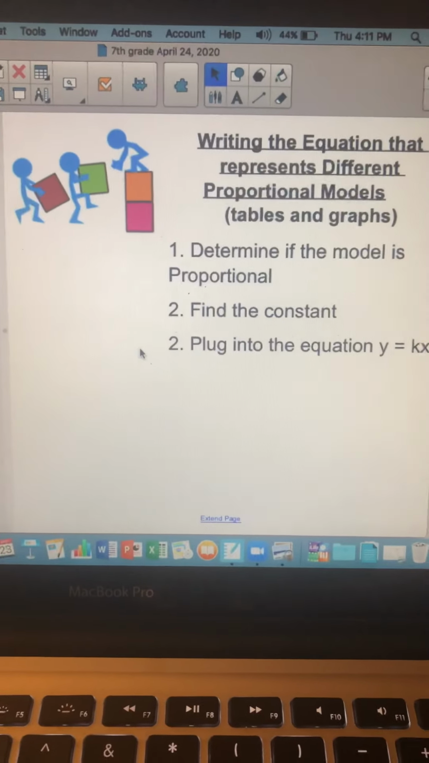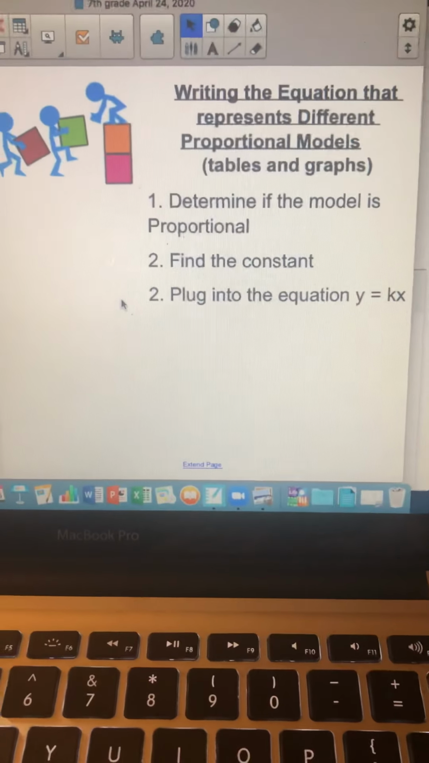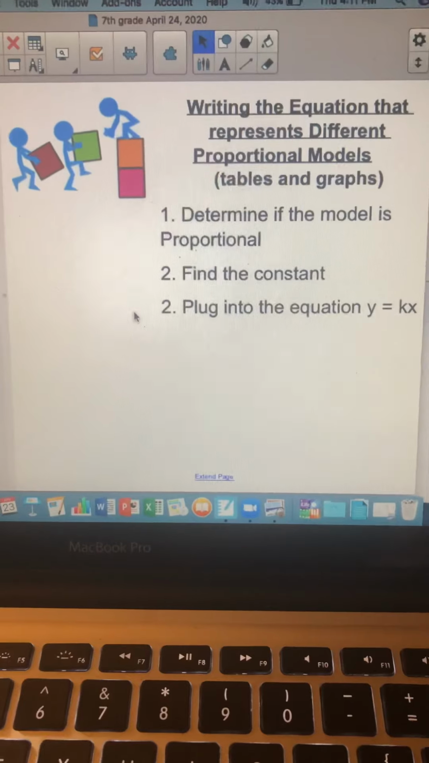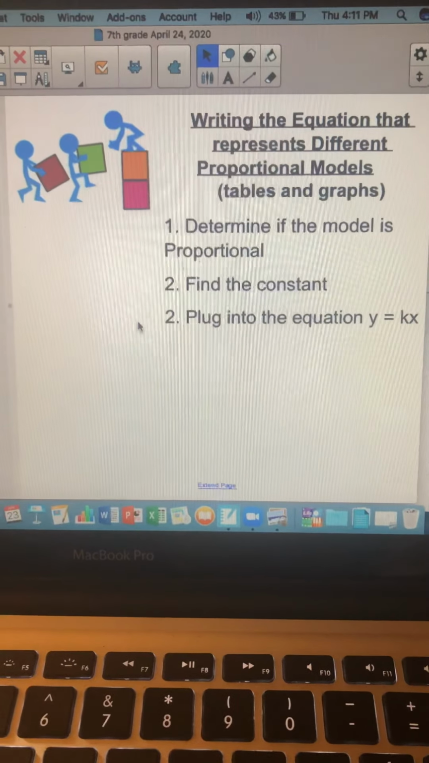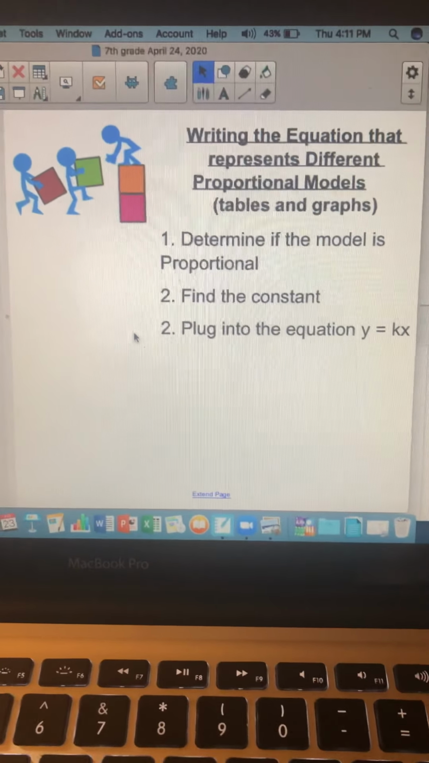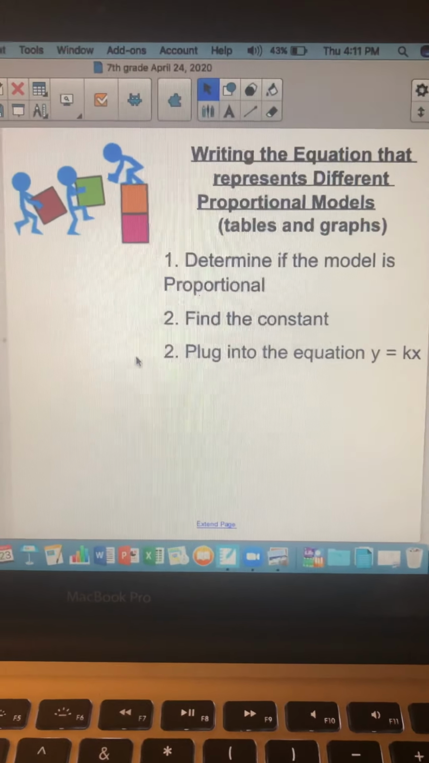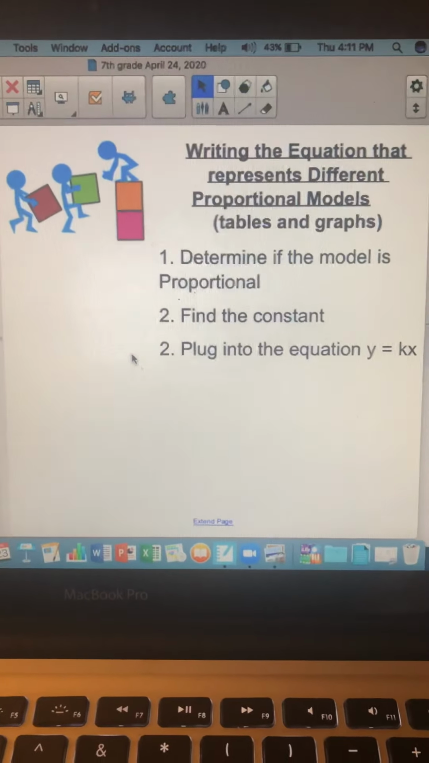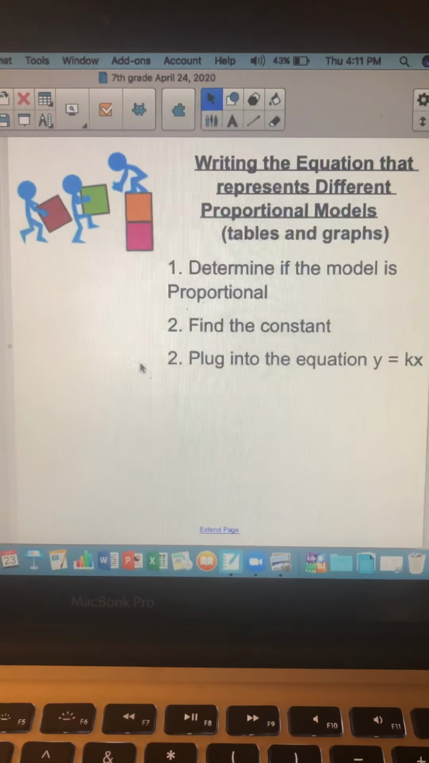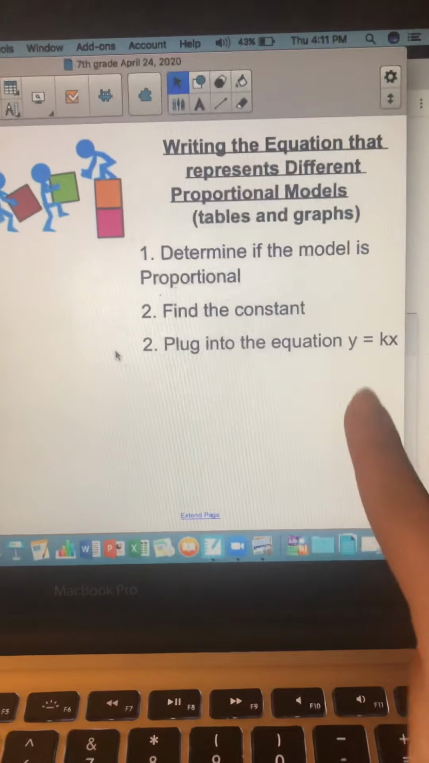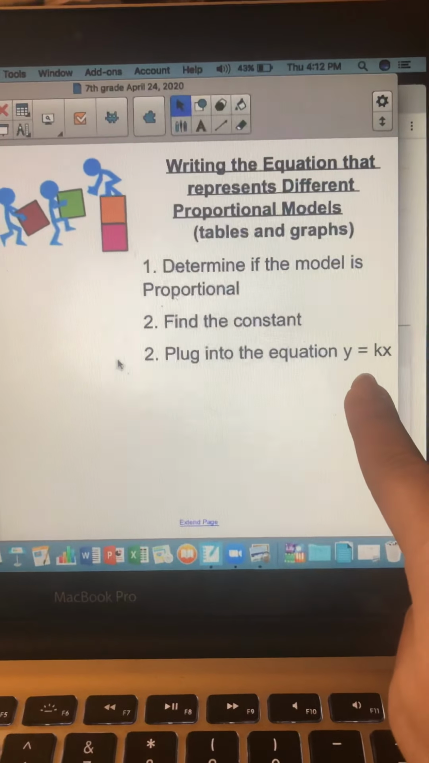The answers follow. And then I give you some steps for how you're going to write the equation that represents the different proportional models, which are our tables and graphs. So the first thing you want to do is make sure that your model is proportional. I'm going to tell you that in this particular lesson, all the models are proportional because we're really just focusing on you finding the constant and then plugging it into the equation y equals kx.